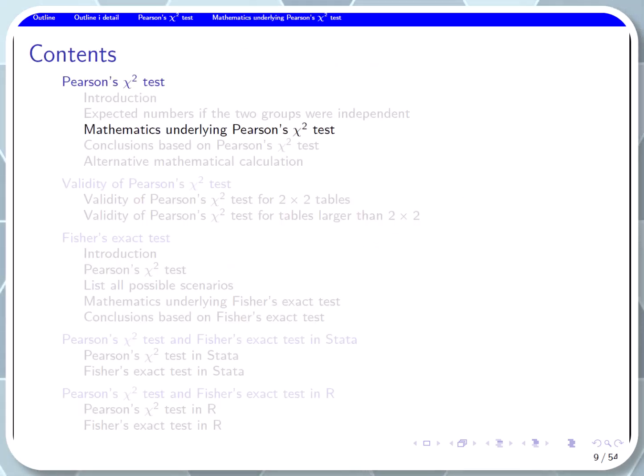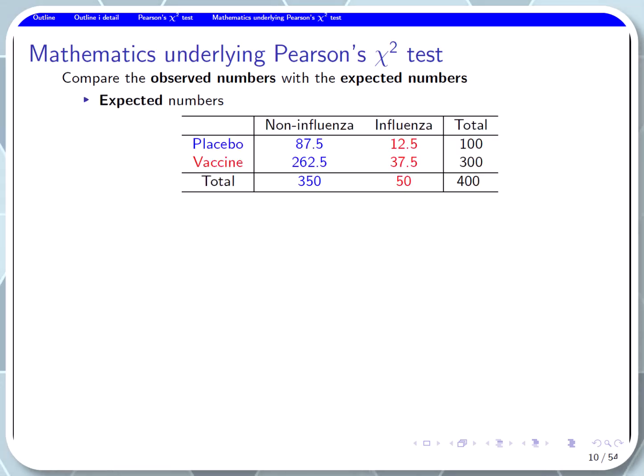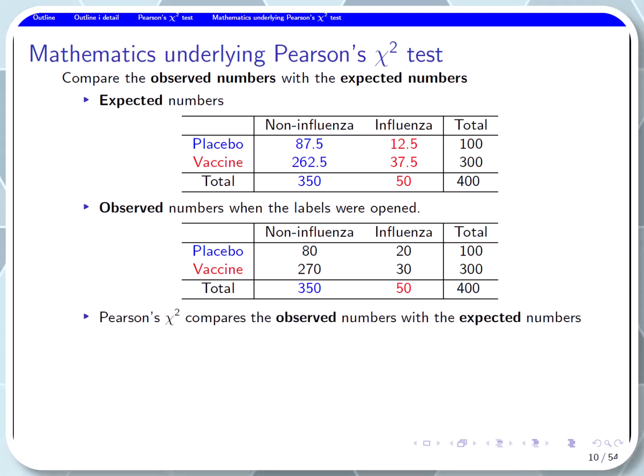Mathematics underlying Pearson's chi-square test. The key point of Pearson's chi-square is to compare the observed numbers with the expected numbers. The first table is the expected numbers that we calculated before. The second table is the observed numbers when the labels were opened. Pearson's chi-square compares the observed numbers with the expected numbers.